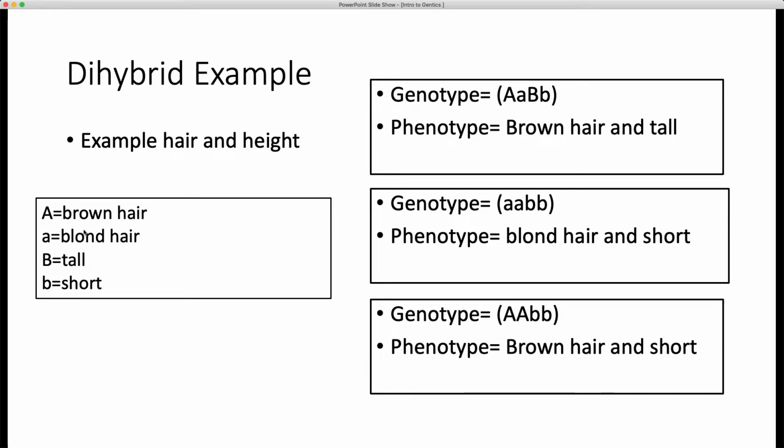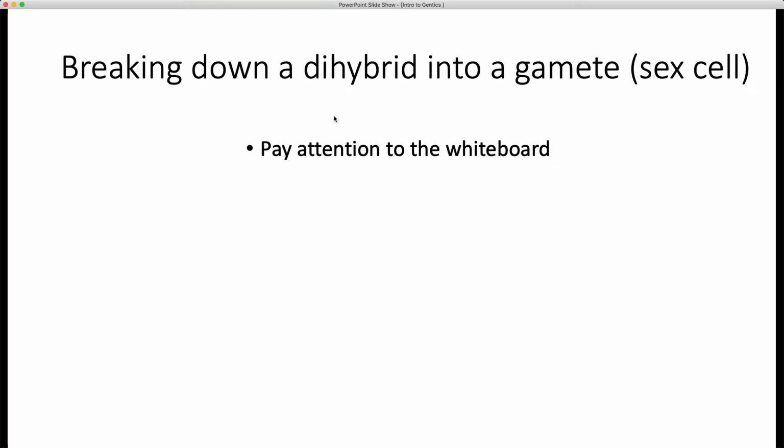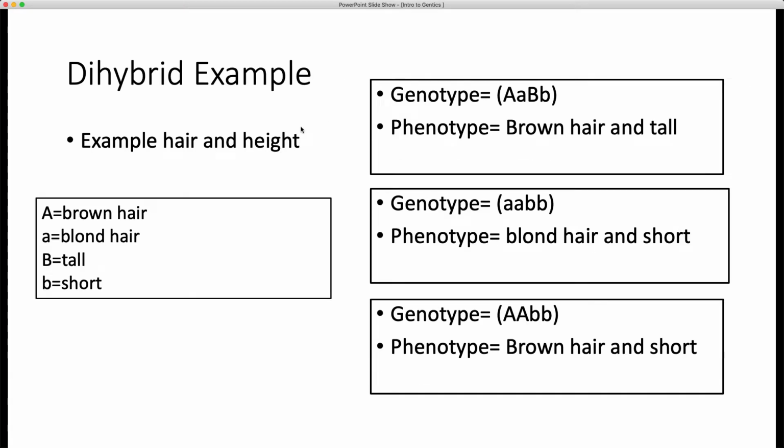If we have 2 capital A's, that means we are going to have brown hair because we just need 1 capital A for it to be expressed. 2 lowercase b's means it will be short. So, brown hair and short. Okay, just remember, just break this into one part at a time. All right, so those would be an example of hair. That would be an example of a dihybrid example.